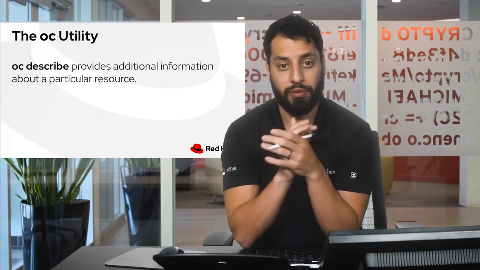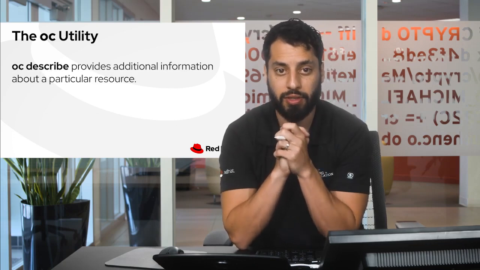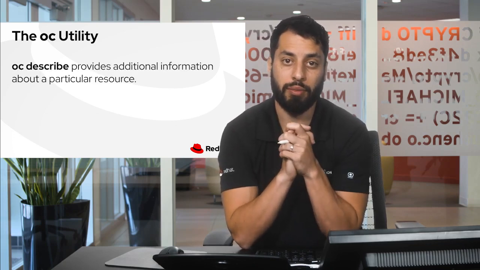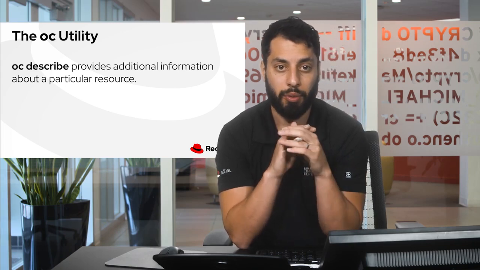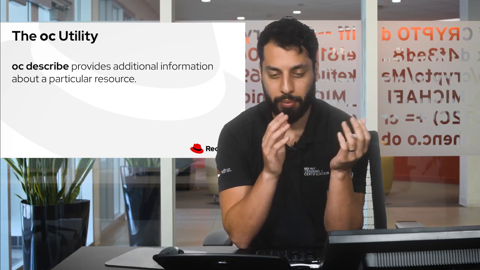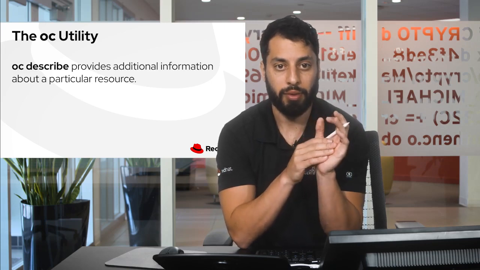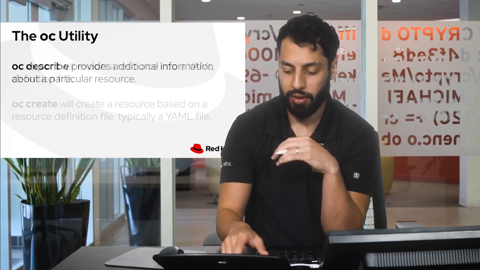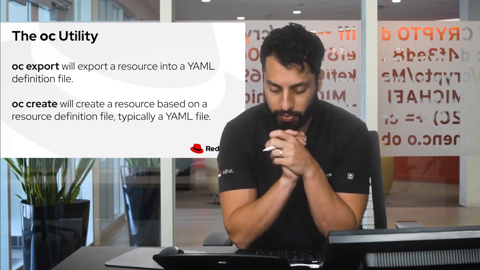If I want to get some more information about one of these resources, I can use the oc describe command. The oc describe command will just give me a little bit more in-depth information on my pod or on my build config or my deployment config. And we'll see a demonstration of that in a few moments.